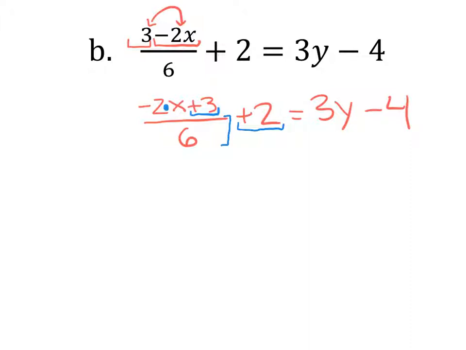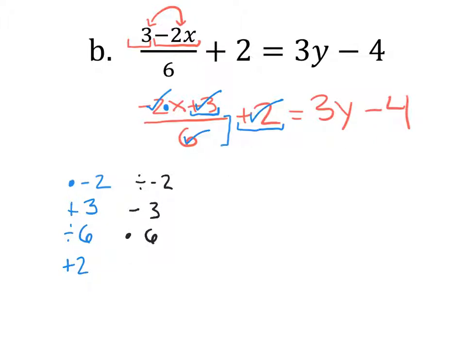So again, the very first thing that's happening is multiplying by negative 2. So that one's done. Then we're adding 3. That's all in the numerator. And then we have to do that big division sign, so we're dividing by 6. Then we're adding 2. So we figure out the opposite operations, which would be dividing by negative 2, subtracting 3, multiplying by 6, and subtracting 2. And we just do those in the reverse order.